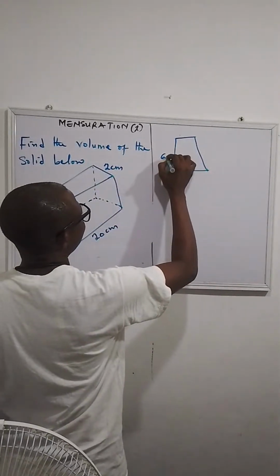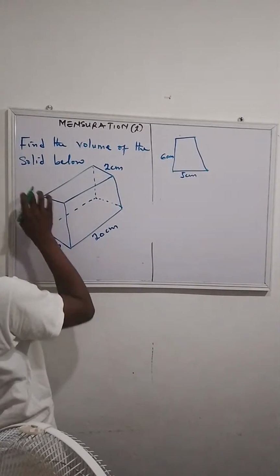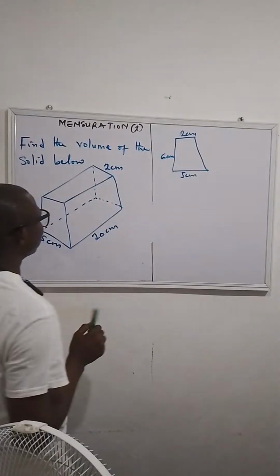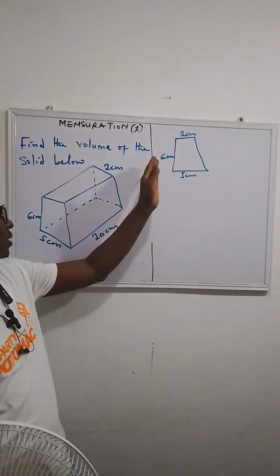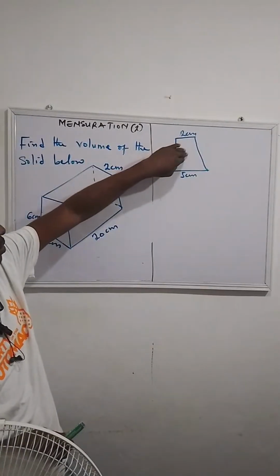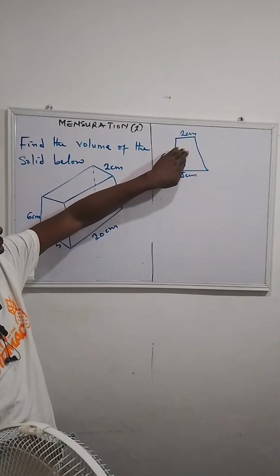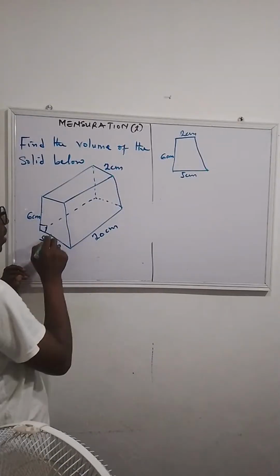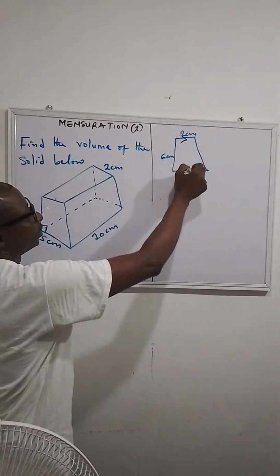So this is 6 centimeter. This is 5 centimeter. And you know, this length here is the same thing as this. So this is going to be 2 centimeter. All right. So now we want to get the area of this thing. Now when you look at this plane shape, this is a trapezium, because this side will be parallel to this. So this side is parallel to this.